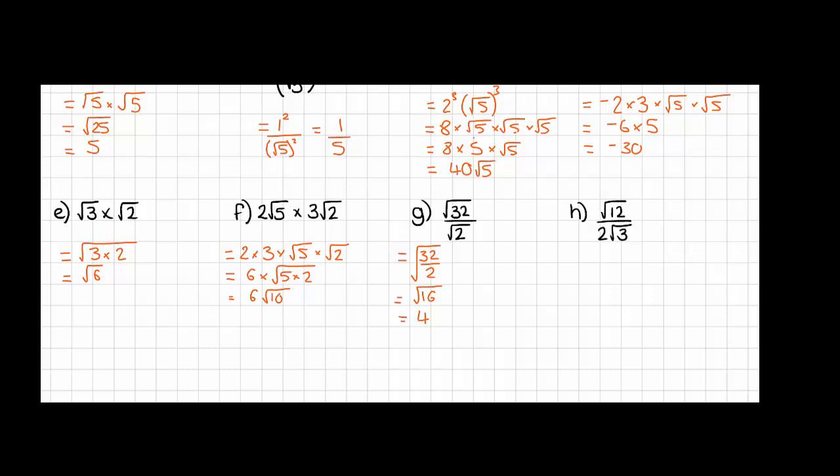And the last one. So with this one, there's different ways you can work it out. I'm going to do it 2 different ways, and then you can just choose which you would prefer. So the first way I'm going to do it, we've got root 12 divided by 2 root 3.